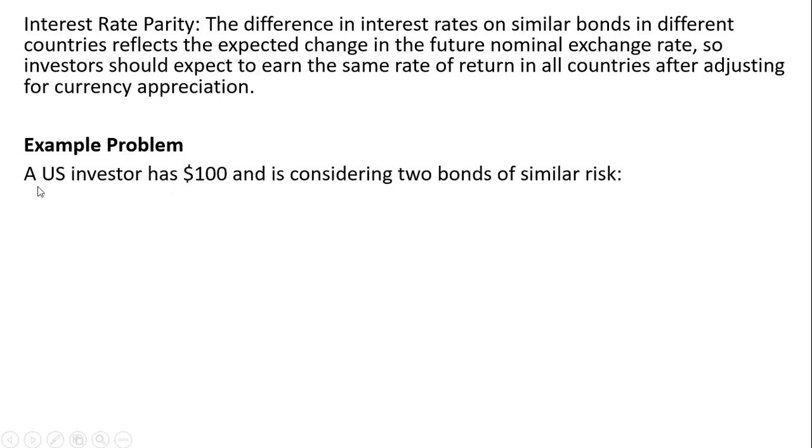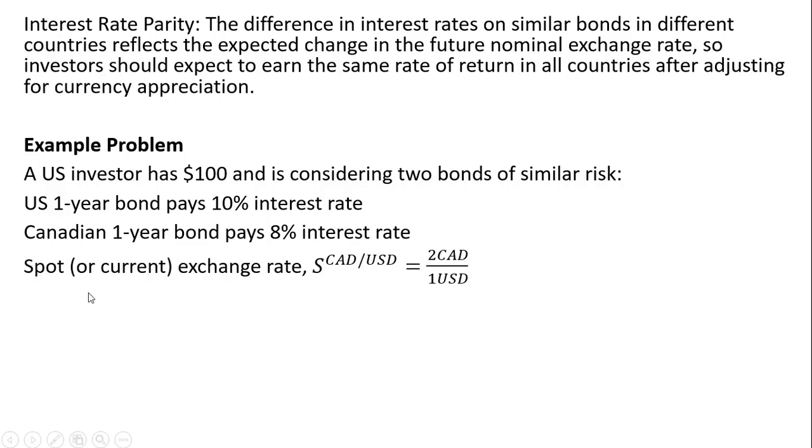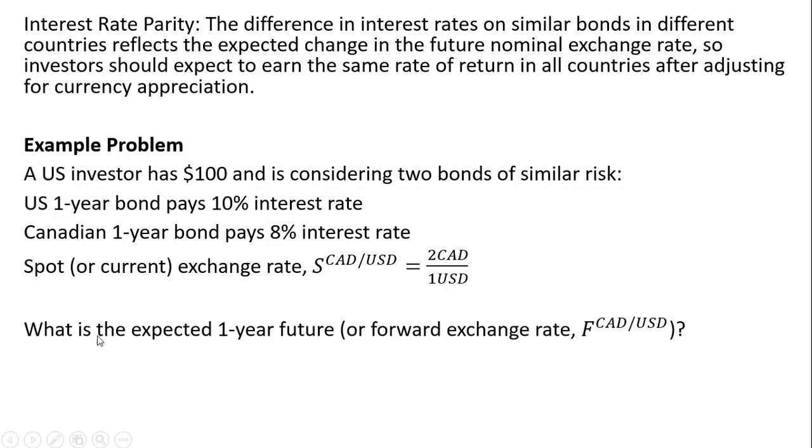Example problem. Let's say a U.S. investor has $100 and is considering two bonds of similar risk. A U.S. one-year bond pays 10% interest, and a one-year Canadian bond pays 8% interest. Let's say that the spot or current exchange rate, Canadian dollars for U.S. dollars, is 2 Canadian dollars for 1 U.S. dollar. What is the expected one-year future or forward exchange rate?